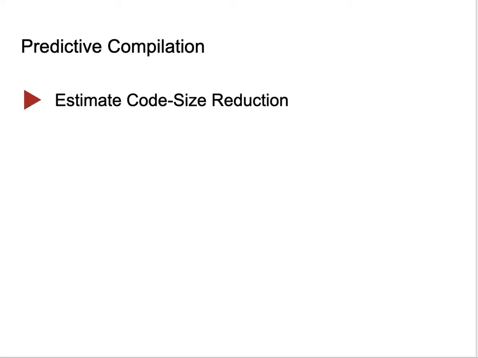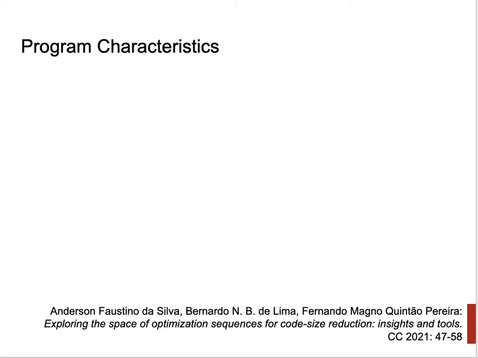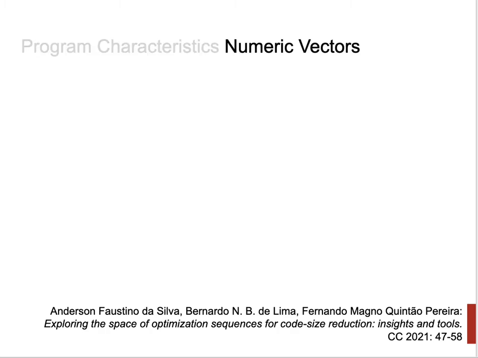And the goal of the model that we will build will be to estimate the amount of code size reduction that we can get with some sequence of optimizations. I will be reusing, in this case, material from this paper, exploring the space of optimization sequence for code size reduction: insights and tools. We want to extract characteristics from programs and associate these characteristics somehow with sequences of optimizations. These program characteristics are essentially numeric vectors that describe the program.